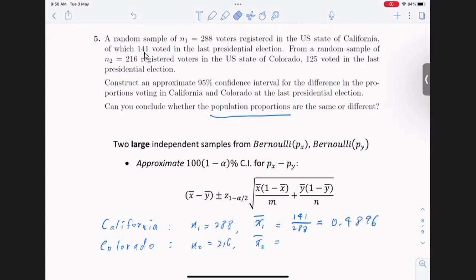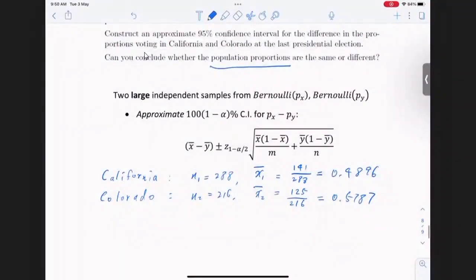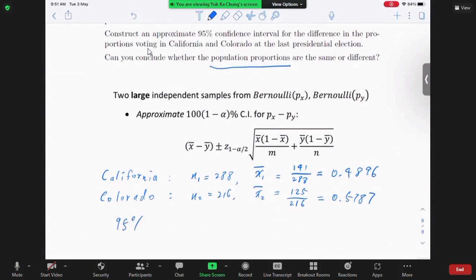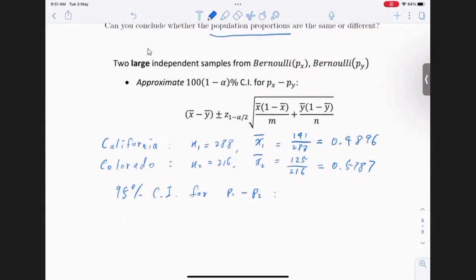Similarly, for the second sample, for Colorado, the sample proportion is 125 voted, divided by the sample size 216. So the sample proportion is equal to 0.5787. Once you obtain these quantities, then you can just put everything into the formula, comparing the two population proportions of the voters who vote.